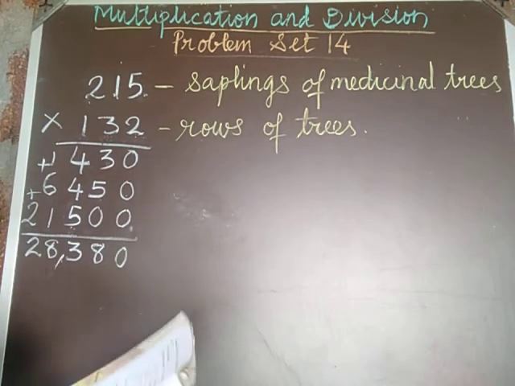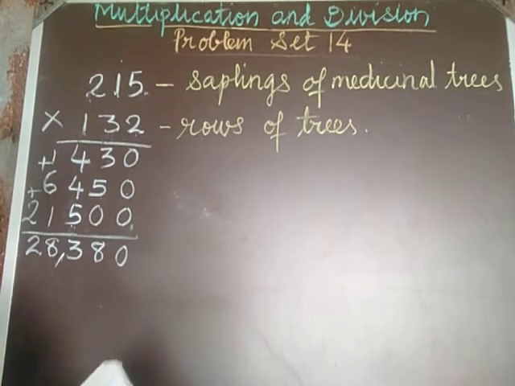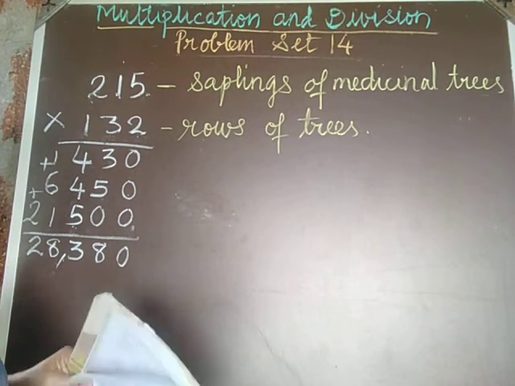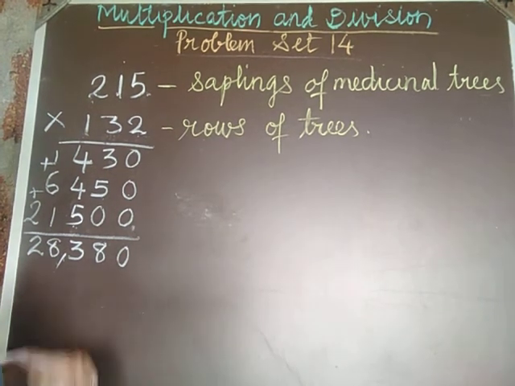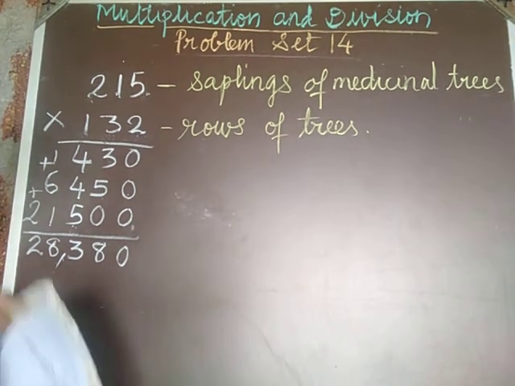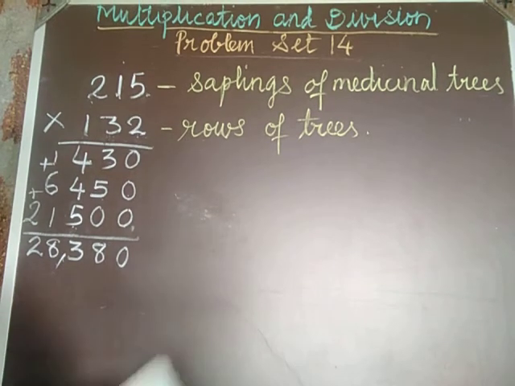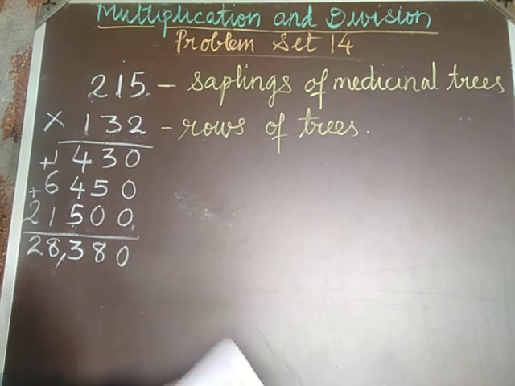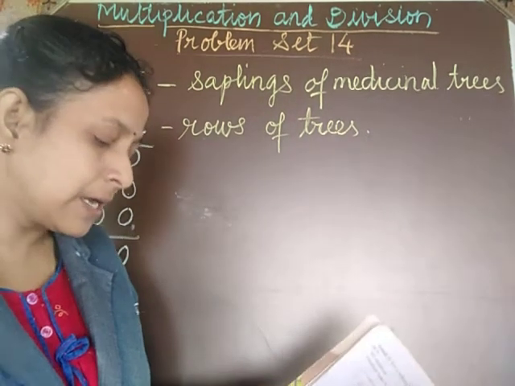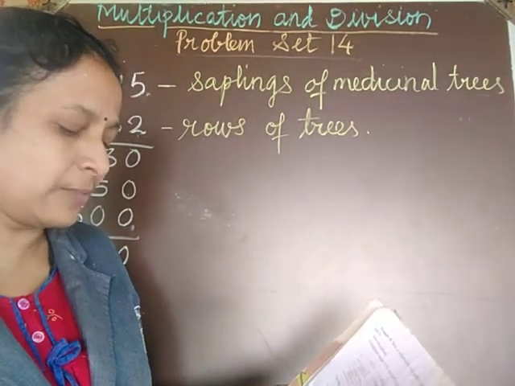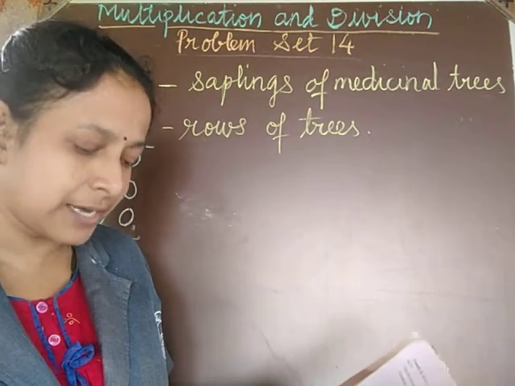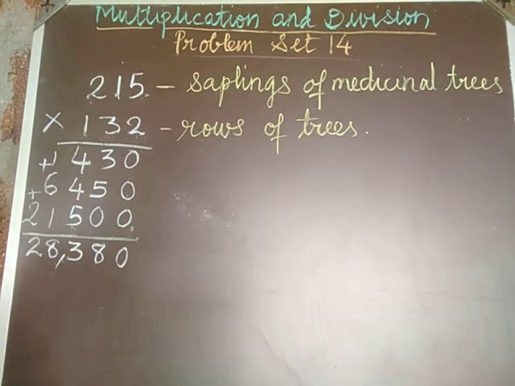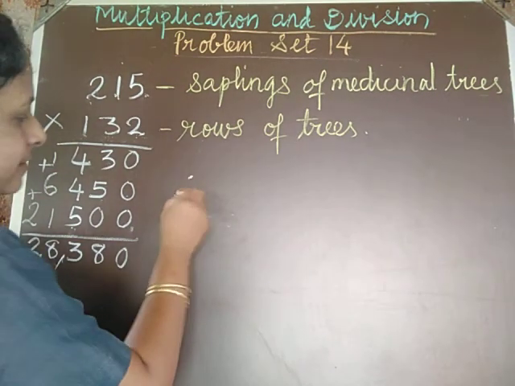You are getting 28,380. That was the number of medicinal plants planted, each row having 215, in altogether 132 rows. 28,380 medicinal trees were planted. So now what are we going to write? We have to write the statement. So what will be the statement? How many saplings are there in the plantation altogether? So there are 28,380 saplings. So therefore you will write here.